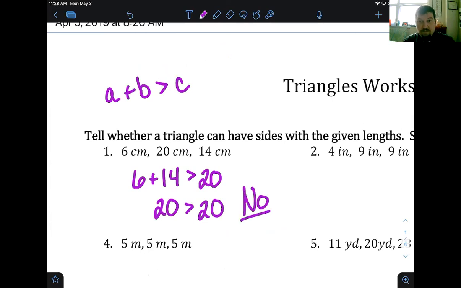In fact, this is what we talked about: the only time they touch is when they're actually sitting on top of that bottom segment. So it's just one really thick line. It's not a triangle at all.